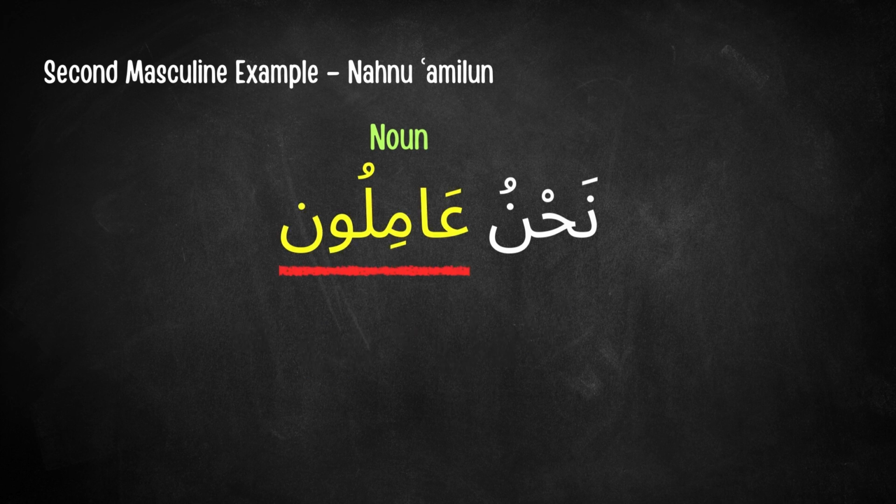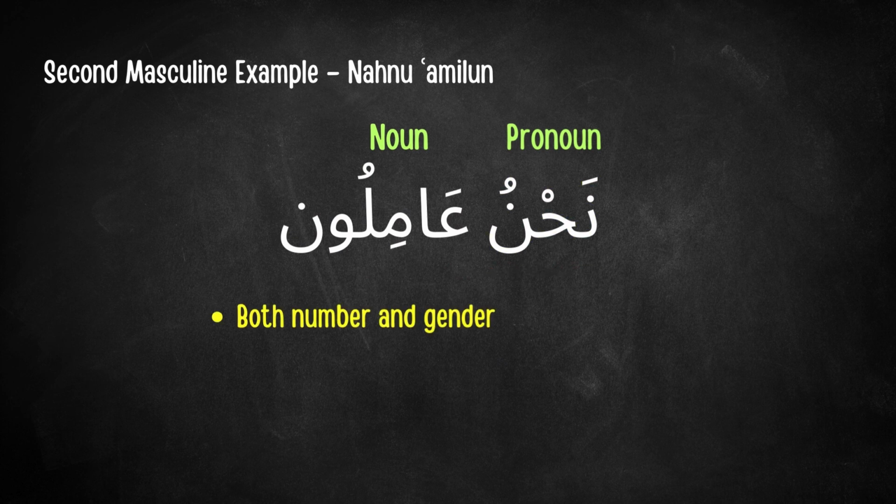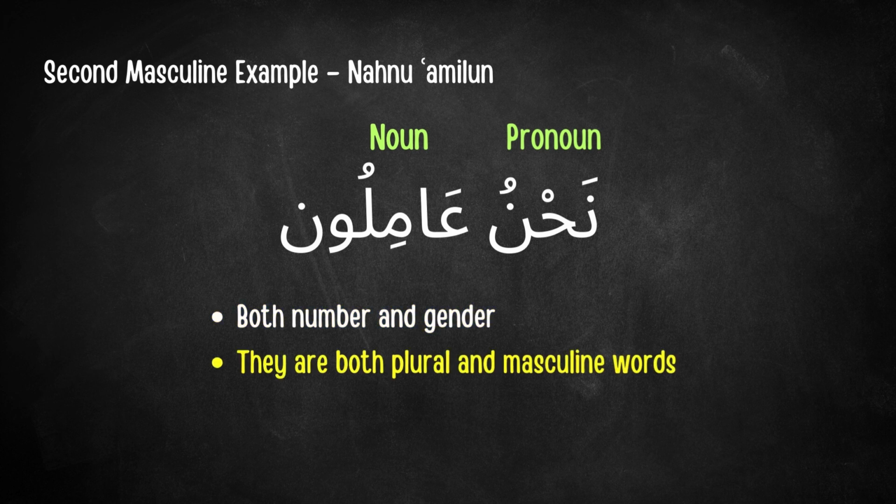The noun عاملون matches the pronoun نحن in both number and gender. They are both plural and masculine words. نحن عاملون, we are workers.